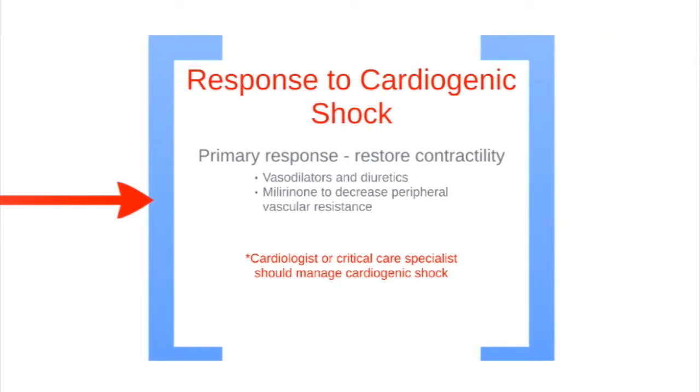The primary response is to restore contractility. Administer vasodilators and diuretics. Utilize milrinone to decrease peripheral vascular resistance. If additional volume is needed, cautiously administer 5 to 10 milliliters per kilogram over 10 to 20 minutes. Note that a cardiologist or critical care specialist should manage cardiogenic shock.